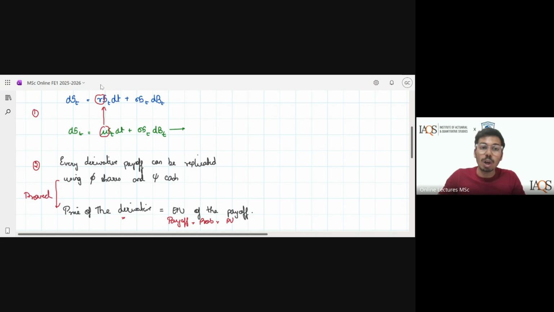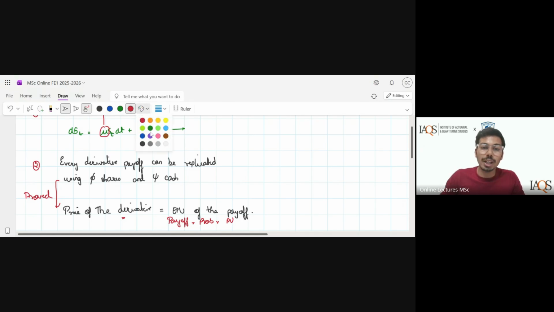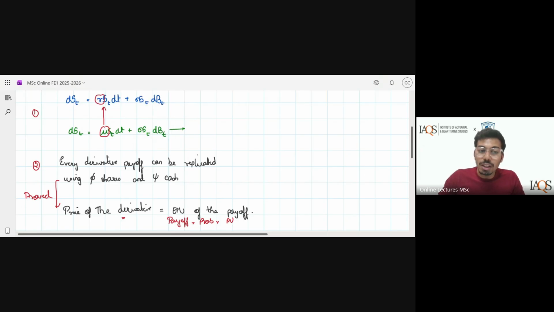In this chapter, we'll try to understand whether this statement is actually true. From the first to the second part, we've already done the journey. We'll now try to prove whether the first part is true in all senses. That means we'll try to infer whether all derivative payoffs can actually be replicated using shares and cash. That is what we'll understand in this chapter. That's the second objective.